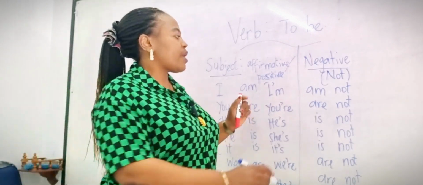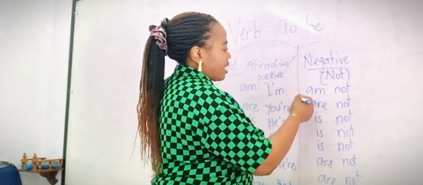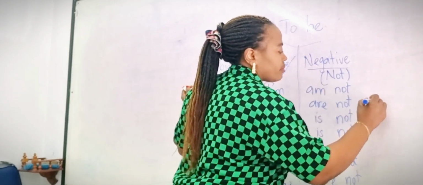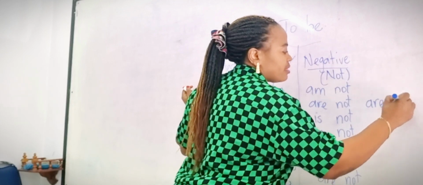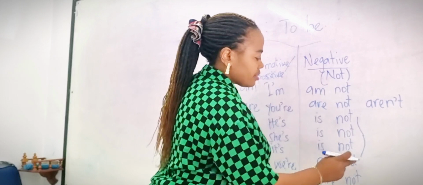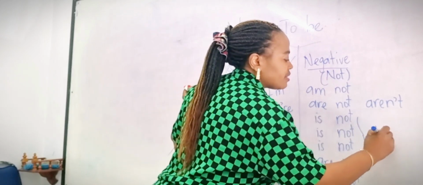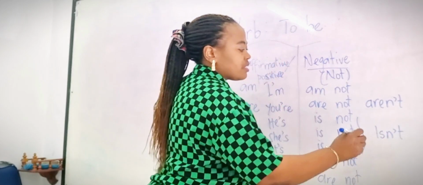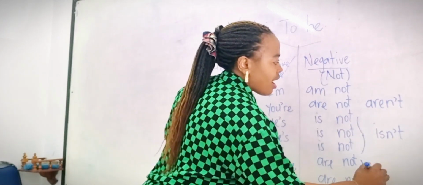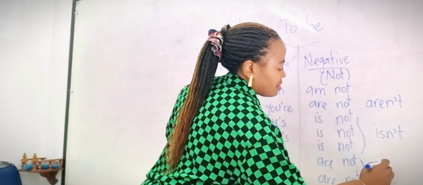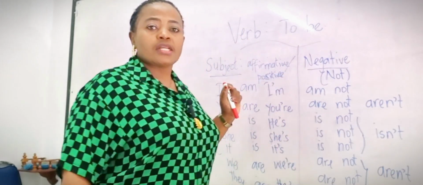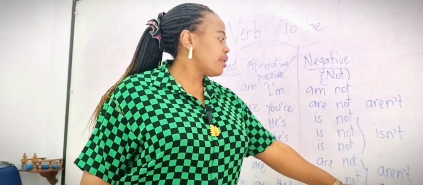Short form for the negative, we have I'm not. We don't have a short form, but are not becomes aren't. Aren't means are not. Is not becomes isn't. The short form for is not is isn't. And we still have aren't, A-R-E-N apostrophe T. So these are the short forms.